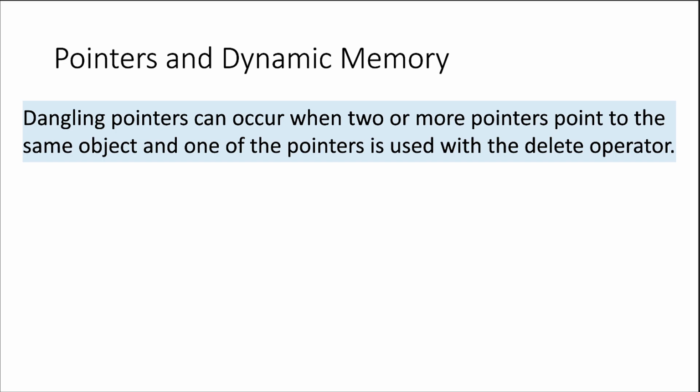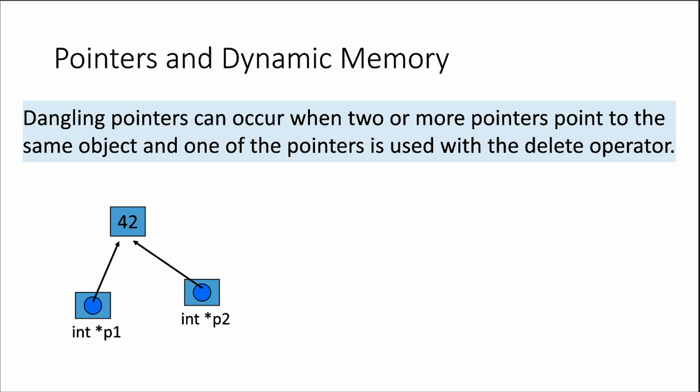So what about the other pointer? The other pointer is pointing to an object which no longer exists, because you deleted it using the first pointer. The same object got deleted. So this pointer is pointing to a dummy thing, and therefore it's called a dangling pointer. In this example, both pointers P1 and P2 are pointing to 42.